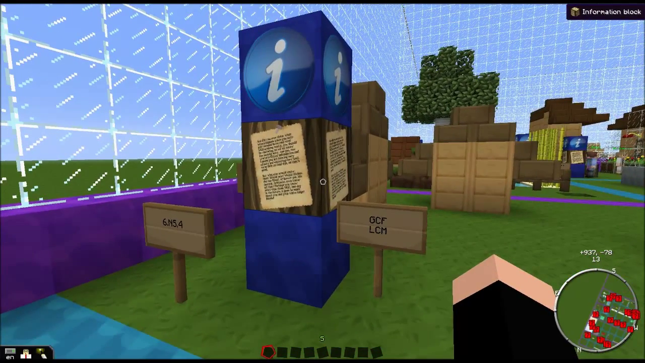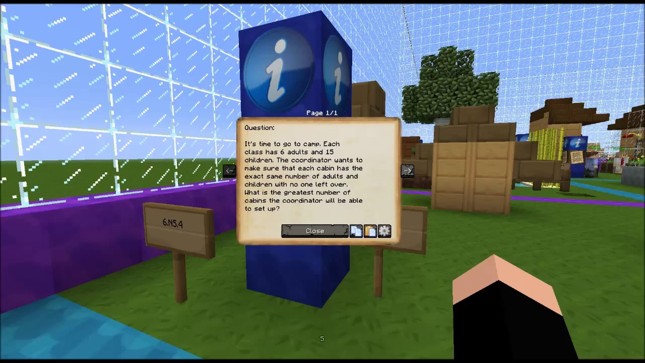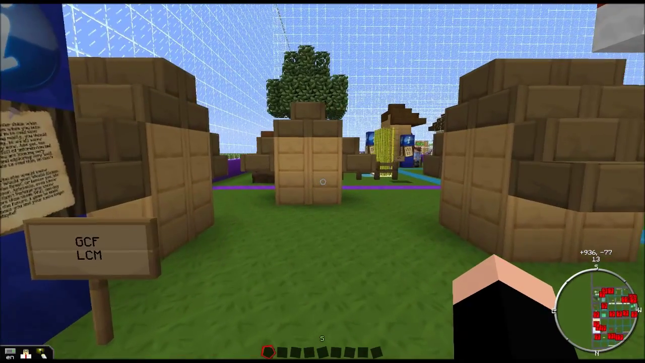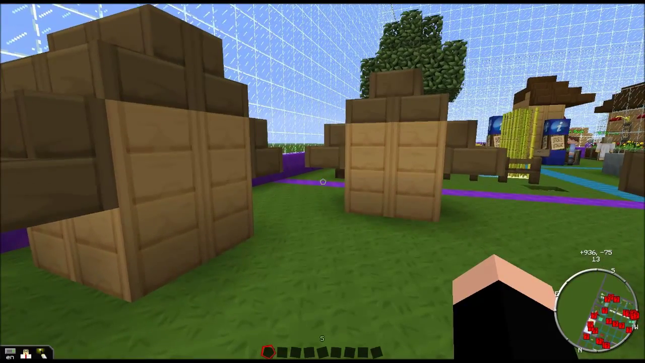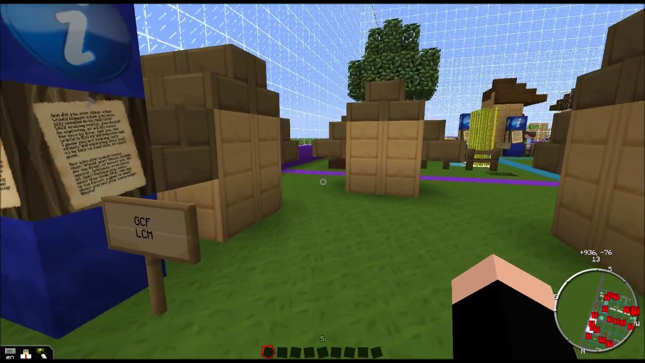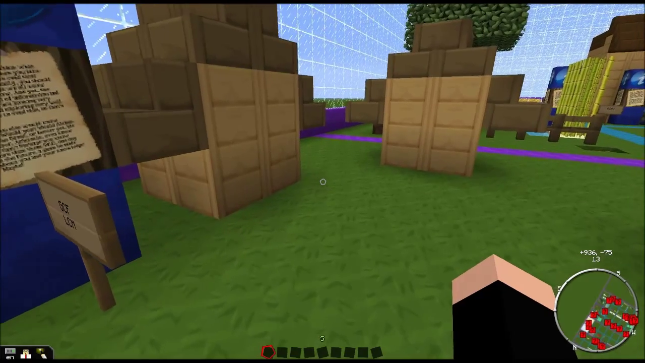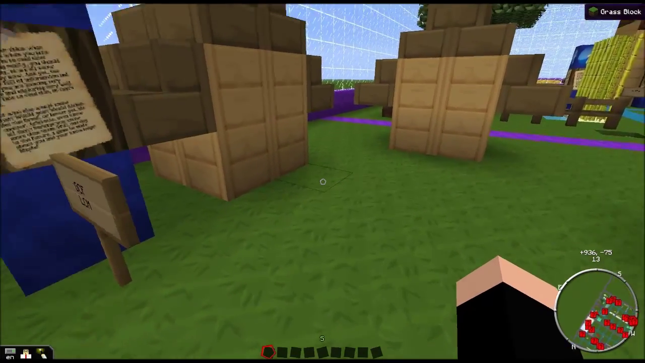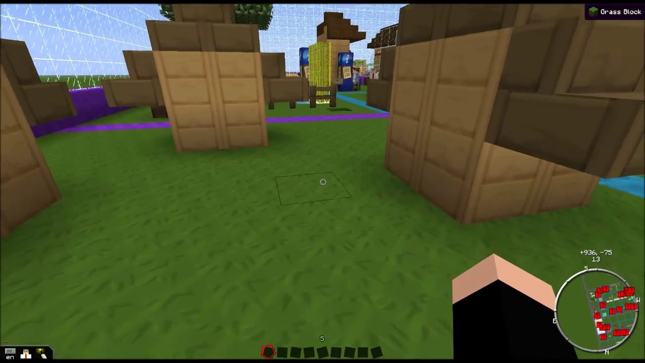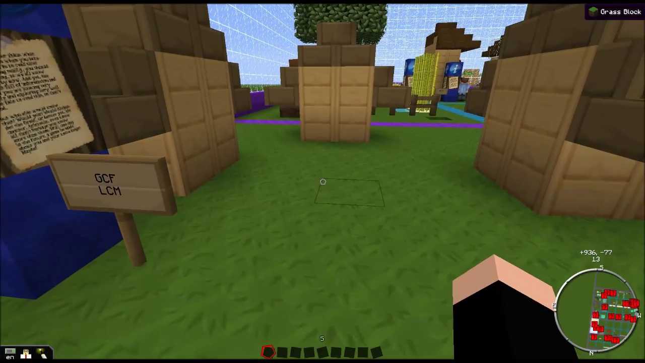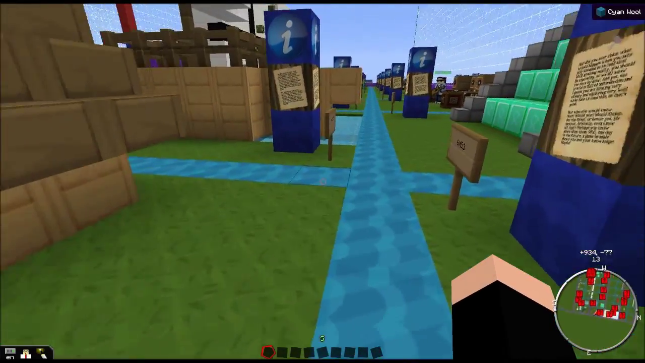Okay, GCF and LCM. This will be a much bigger campground with cabins, and I'll probably have the students help me build the campground with cabins. Then within those campgrounds, maybe we'll use decorations or landscaping, things like that, to also work with the GCF and LCM concepts.